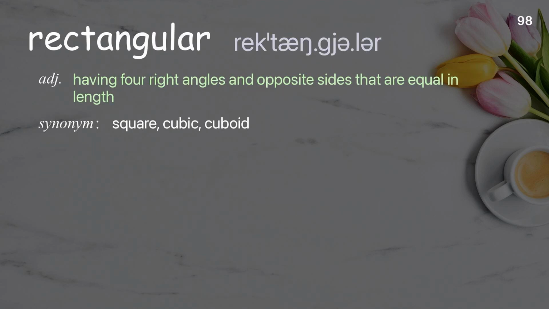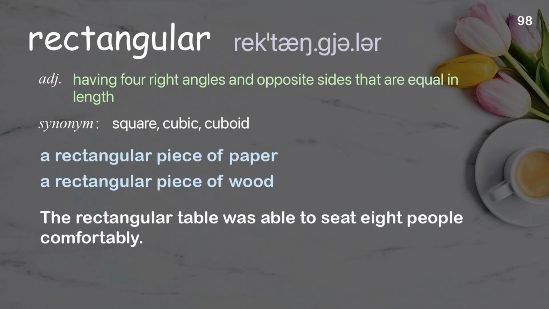Rectangular. Having four right angles and opposite sides that are equal in length. Examples. A rectangular piece of paper. A rectangular piece of wood. The rectangular table was able to seat 8 people comfortably.